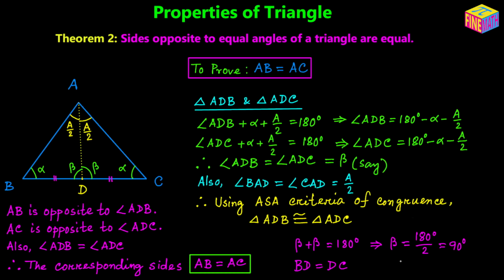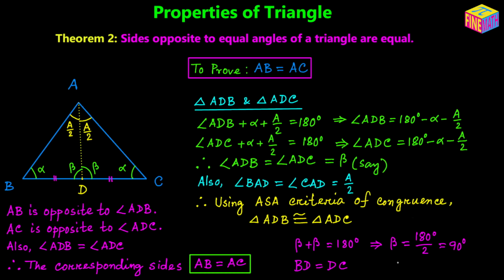That means AD is a perpendicular bisector of BC. Can we say it like that? Because you see AD is dividing BC into two equal parts, and also AD is perpendicular to BC, because angle ADB or angle ADC, each one of them is equal to 90 degrees. So we can say that AD is nothing but a perpendicular bisector of the opposite side BC.